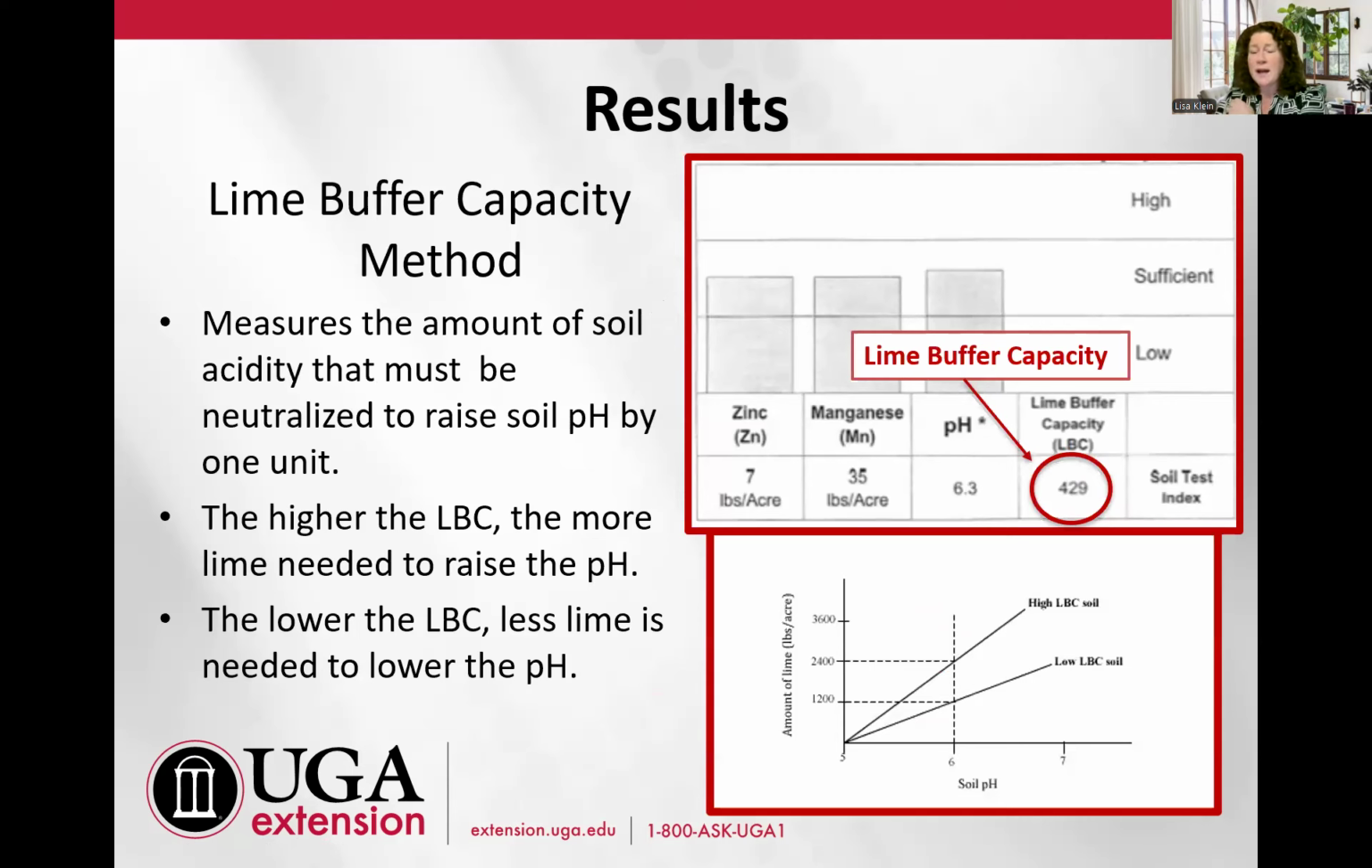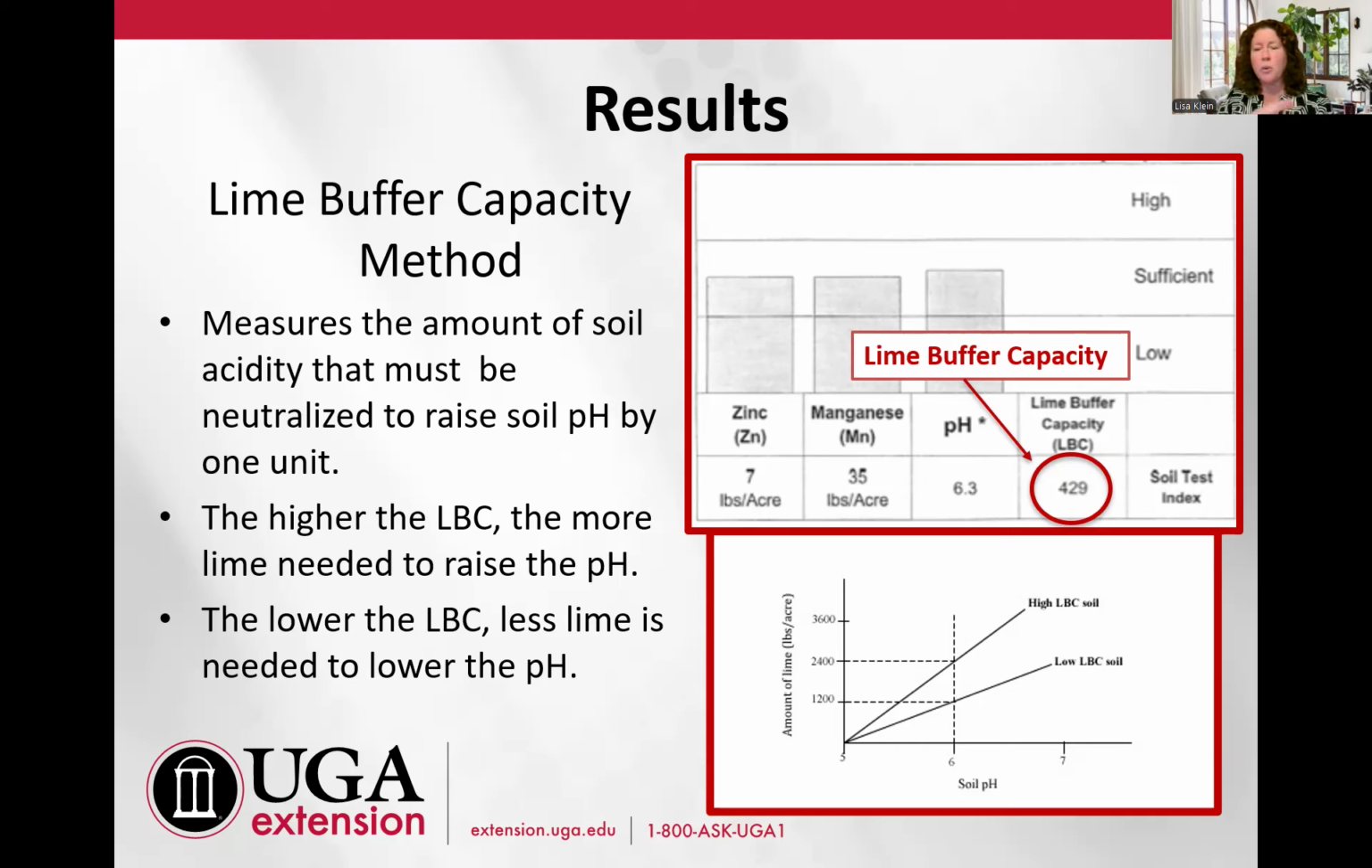Lime buffer capacity. This can hurt your head if you think about it too much, but because our soils are pretty acidic, to change the pH, you have to add a lot of whatever it is, lime or sulfur. In a limestone-based soil, you don't have to add as much because of the buffering capacity of the soil. So all you really need to remember is you've got to add more of whatever you're using to adjust your pH in our soils than you would in a limestone-based soil.